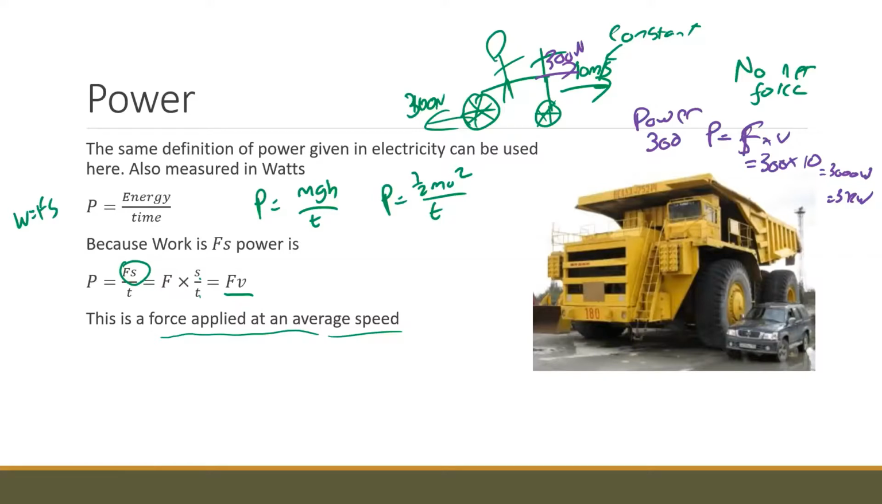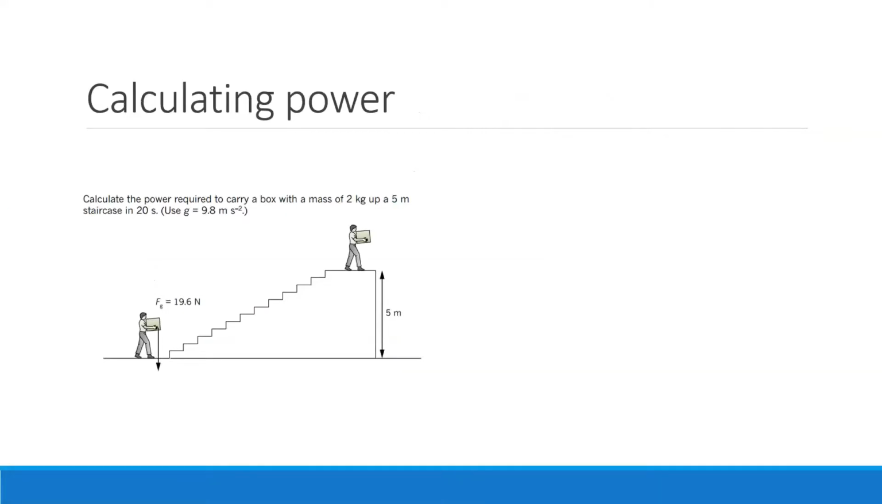The basic question on power is this one here. And I like it because it's just nice and simple. Calculate the power required to carry a box of 2 kilograms up a 5-meter staircase in 20 seconds. Now, going up a staircase in 20 seconds shouldn't be too hard. 20 seconds is actually a pretty long time. So it's not like you're sprinting up the stairs. But how much power are you using?